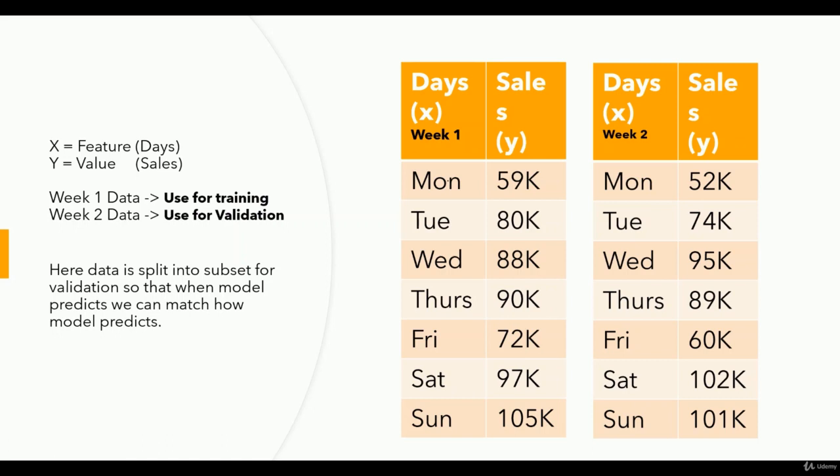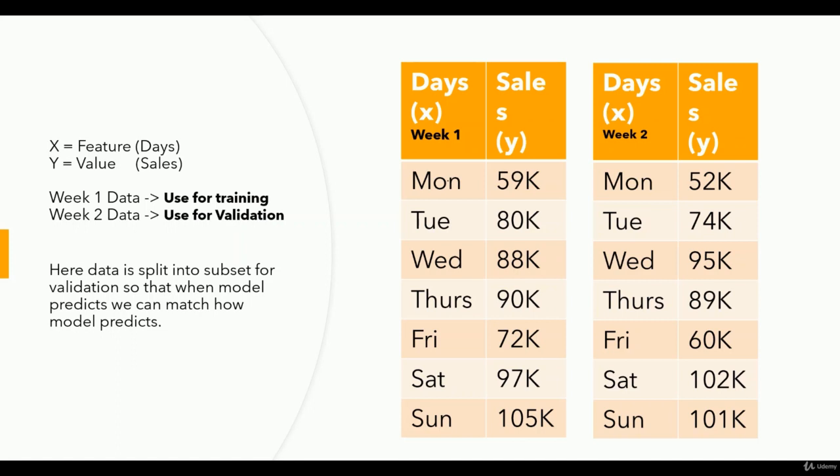So in the regression model, how will it work? We're going to use data for week 1 for training the model, and for week 2 we're going to use it for validation. That is, we're going to feed the data for week 1 into the model so that it can train based on that available data. But for week 2, we're not going to fit that data into the model. Instead, we're going to keep it to ourselves and do the validation.